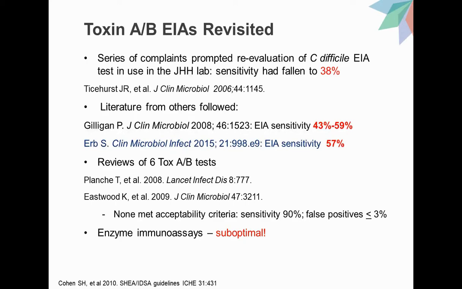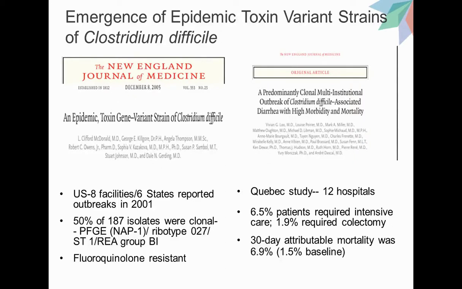So what was happening during this time? Well, these two studies published in the New England Journal of Medicine in 2005 demonstrated that in North America, we were seeing the emergence of epidemic toxin variant strains of C. difficile. In the study by Cliff McDonald, 50% of 187 isolates were found to be NAP1 strains by pulsed field gel electrophoresis and ribotype 027.